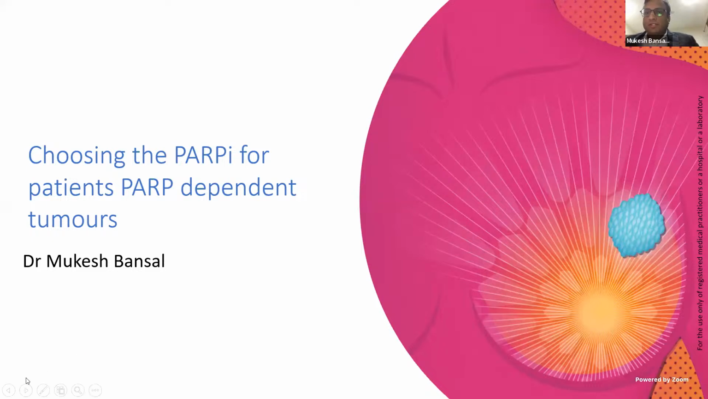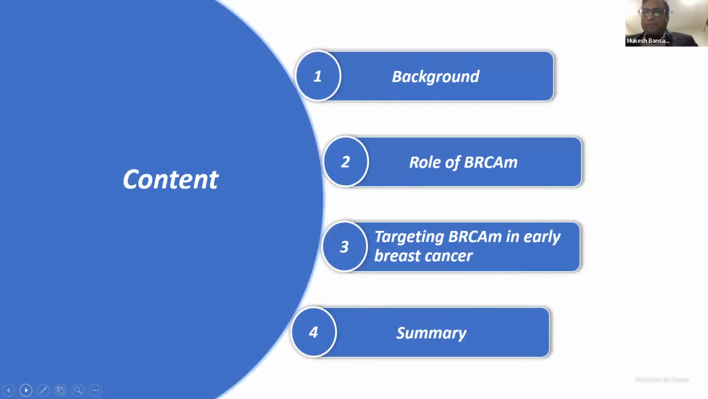So I will be discussing choosing the PARP inhibitor for patients with a PARP-dependent tumor, that is breast cancer. We will basically be discussing the background, the context setting, then what is the role of BRCA mutation in breast cancer, targeting the BRCA mutation specifically in early breast cancer, and then summarizing the things.